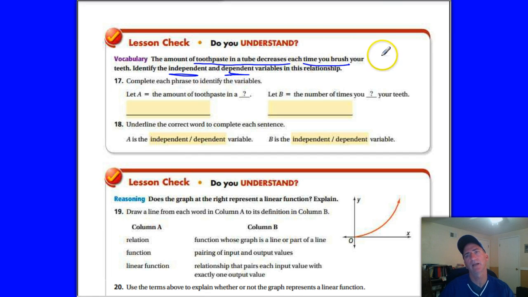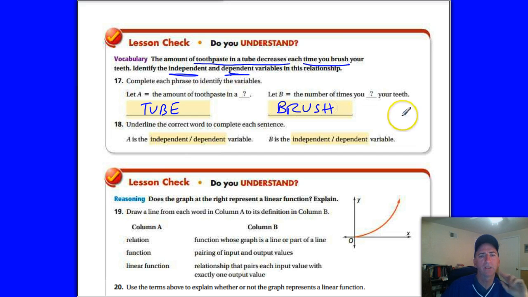Let's say you're measuring how much toothpaste remains. Perhaps you're weighing it, perhaps you're pushing from the bottom and measuring it. I don't know. Let's say A is the amount of toothpaste in the tube, and they want to know, is this one the independent or dependent variable? And B is equal to the number of times you brush your teeth.